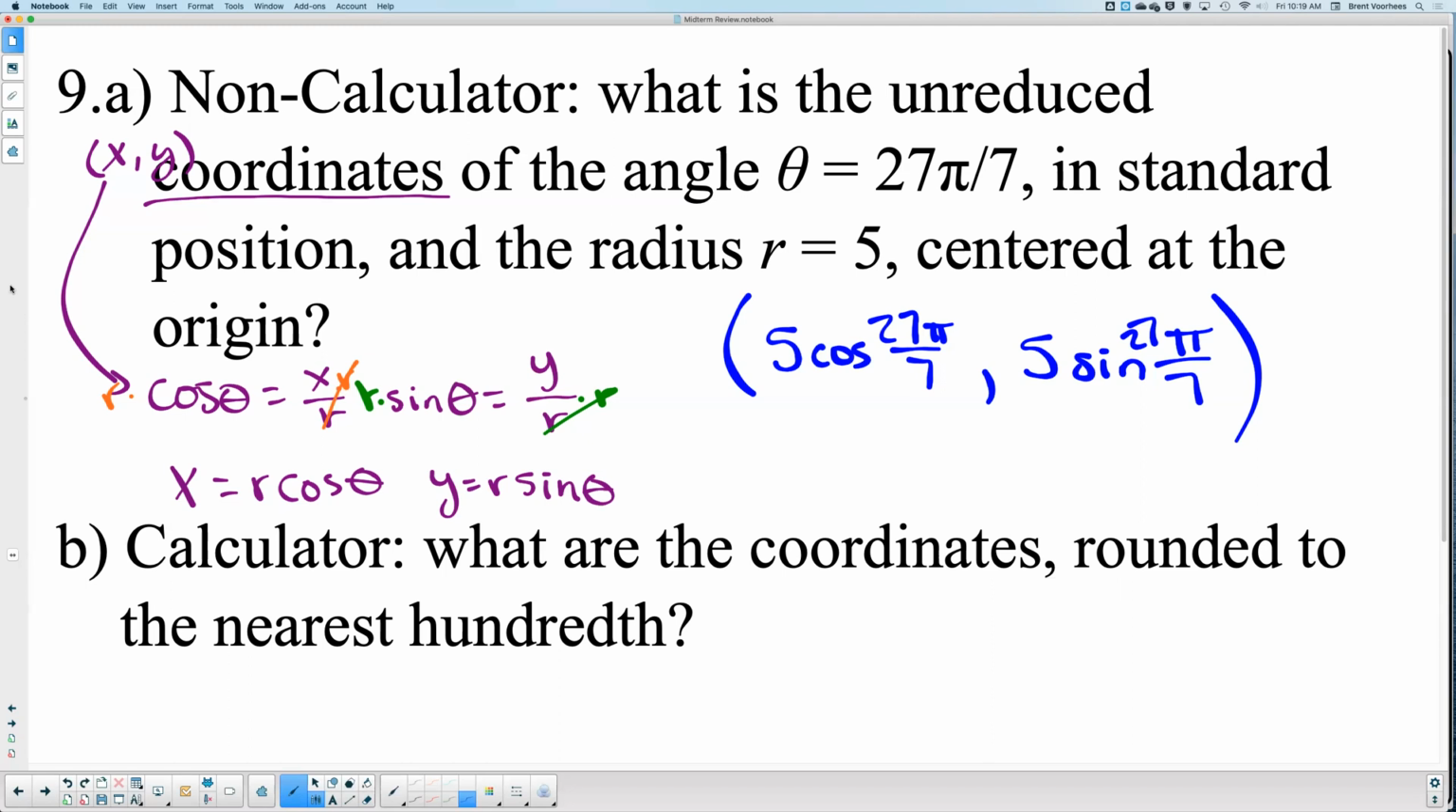Other than 0, 0 radians and 0 degrees is the same. Other than that, every other thing will be wrong. So part B, you're now typing this in the calculator and getting that value. How do you put in the cosines? Just type it in. Press the trig button on the left side of the calculator.